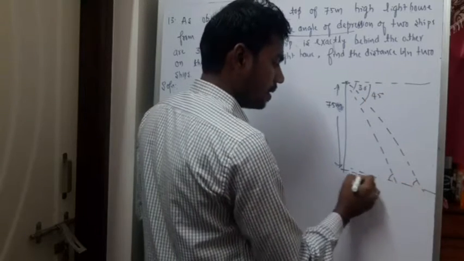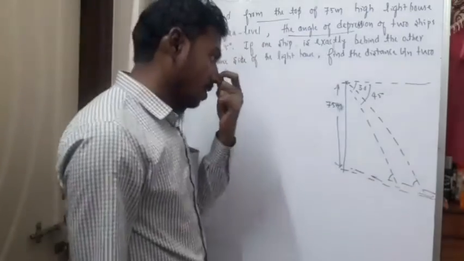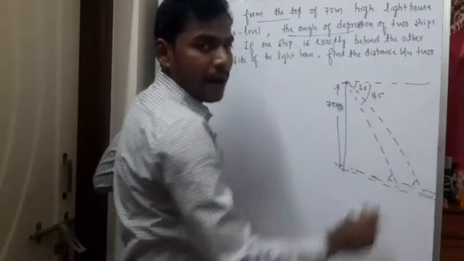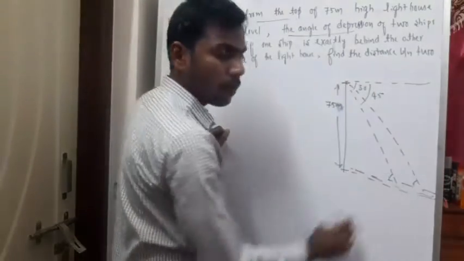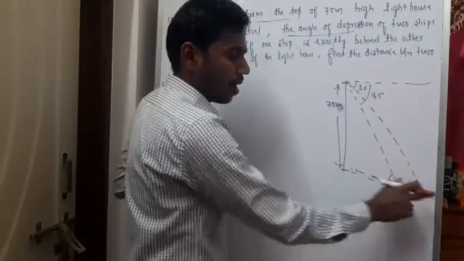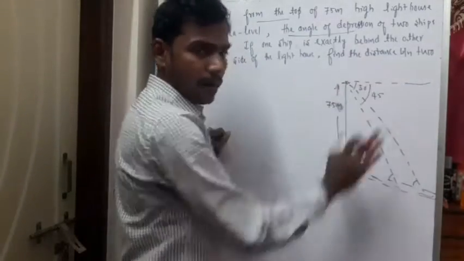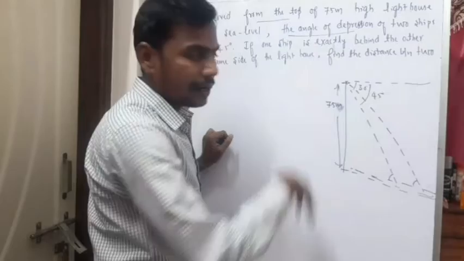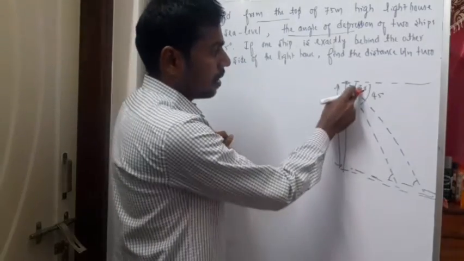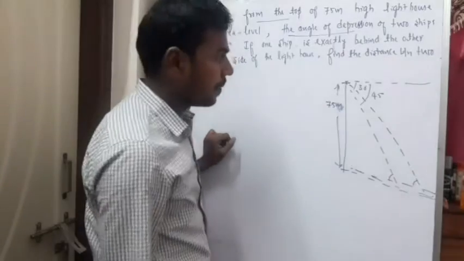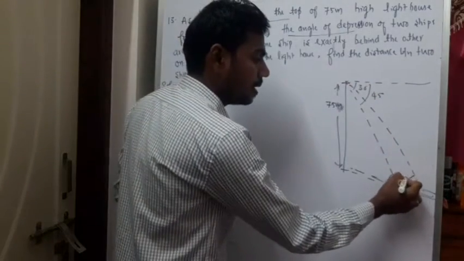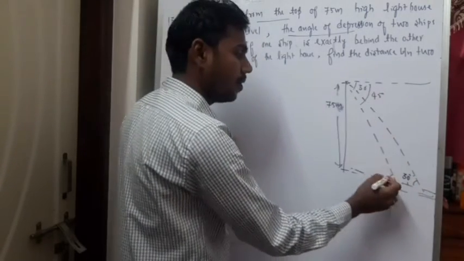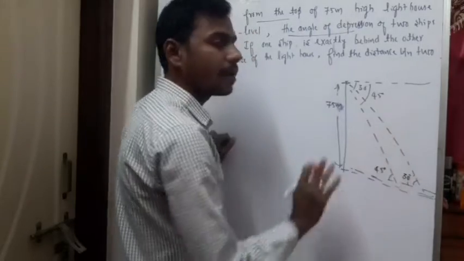Okay, now this is sea level. Now this imaginary horizontal which I have taken will be horizontal to the water. So if these two are parallel lines, then this particular line, the lighthouse, will be transversal. Then 30 is equal to 30. Why? Because these are alternate interior angles, and even 45 is equal to 45. Why? Because these two are alternate interior angles.